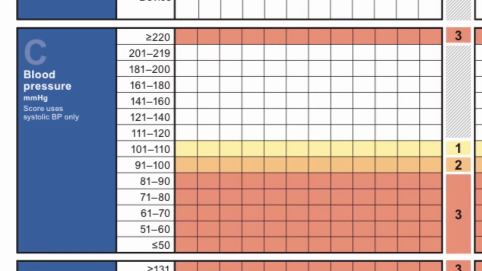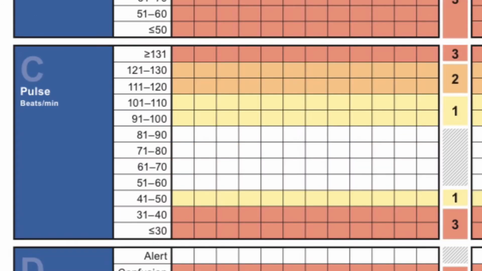Some NHS trusts are still using this paper chart, and some use the computer, the same thing, but you don't really need to chart it this way, because the computer or device itself calculates the News score for you. Still, you have to learn how to do the News score charting. Okay, I hope you got it. So let's see the next one.